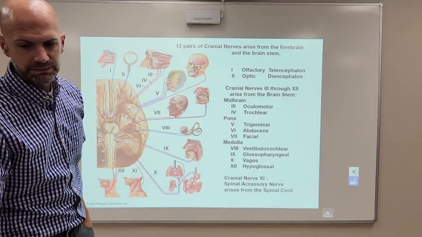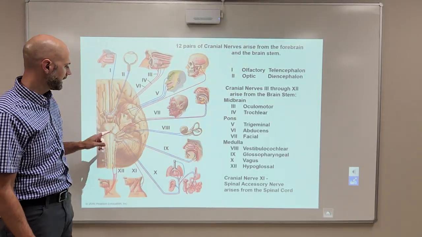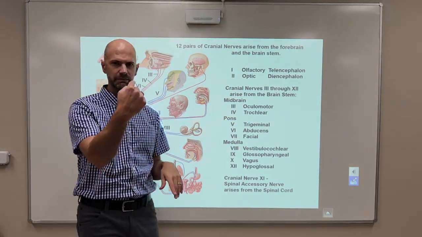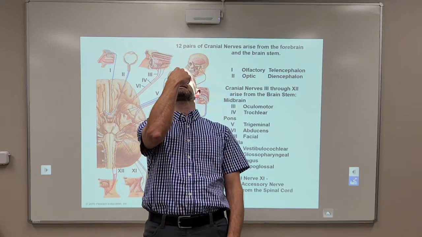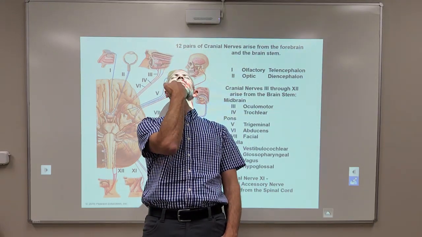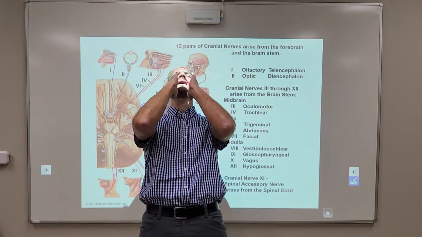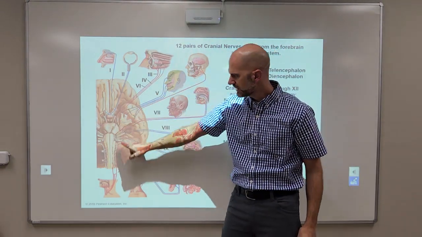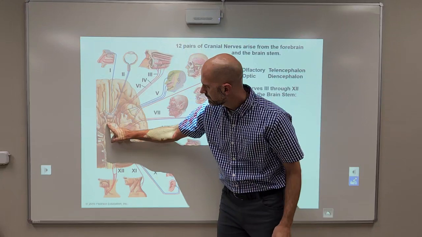All right, and so here's a ventral look at the brain. Right now, if you were looking at me and I tipped my head back like this, and you're kind of looking up through my jaw and through my mouth up into the bottom of my brain, that's this view here. So here's the brain stem.